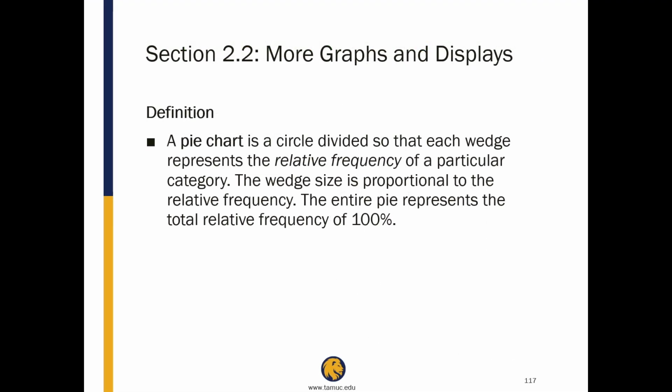And then the last type of chart that we're probably familiar with that we'll look at here is called the pie chart. A pie chart is specifically better for representing the relative frequencies, so that would be the percentages. The wedges are proportional to the relative frequencies, totaling up to 100% being the entire pie chart circle.